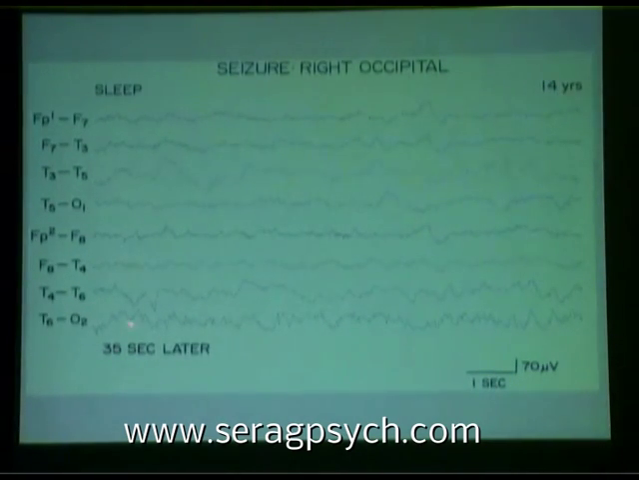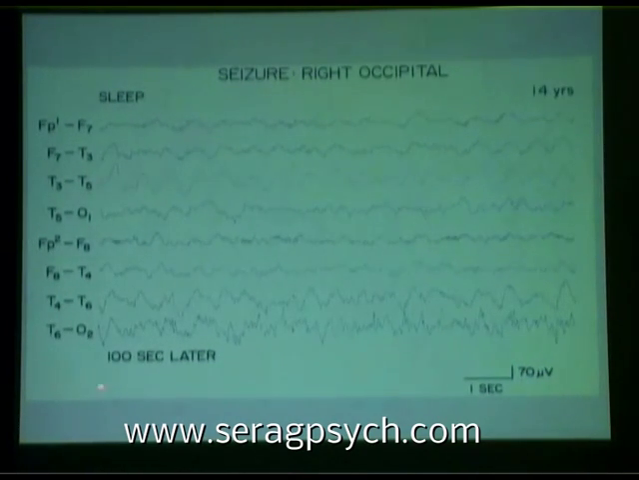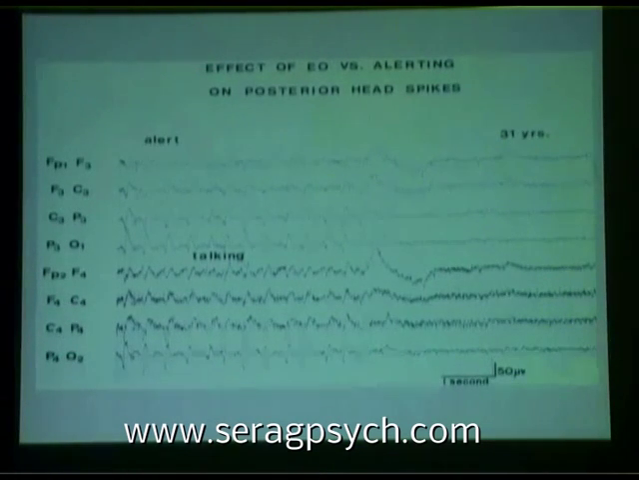35 seconds later before he ever really got going in a seizure. Next, please. 100 seconds later, finally he's still getting the seizure going. It's amazing how long those things last. And keep going, please.